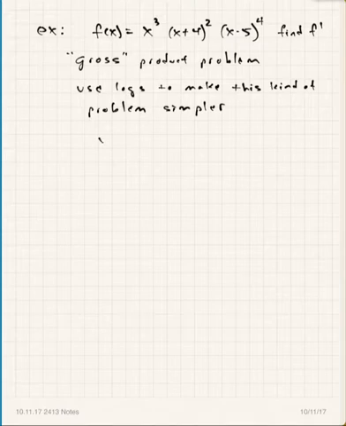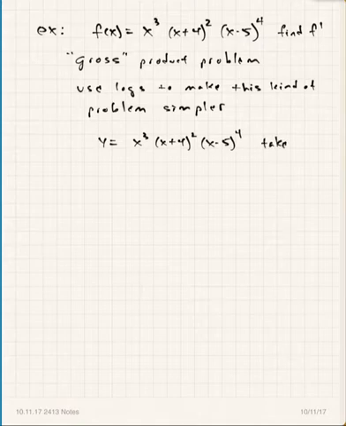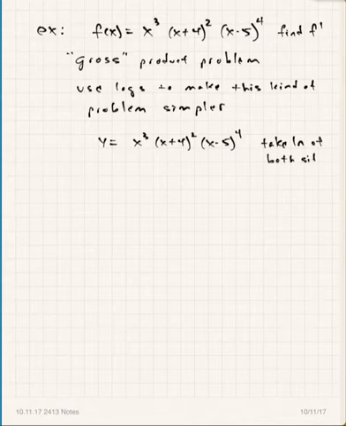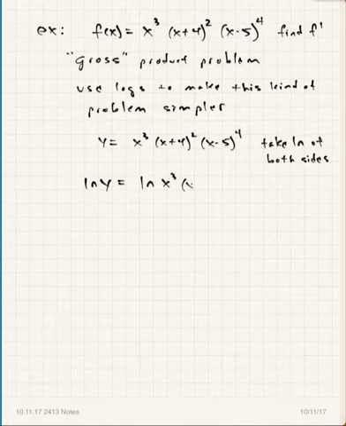What you do here is you first write this as y equals x cubed times x plus 4 squared times x minus 5 to the 4th. And then I take the log of both sides of the equation, and I'm going to use the natural log, definitely use the natural log. First of all, that's allowed because the natural log function's 1 to 1. Because it's 1 to 1, you know that if 2 numbers are equal, then their natural logs have to be equal also. So this is a legitimate statement to say that the natural log of y is equal to the natural log of x cubed times x plus 4 squared times x minus 5 to the 4th.